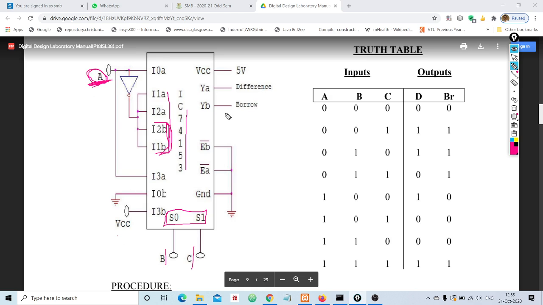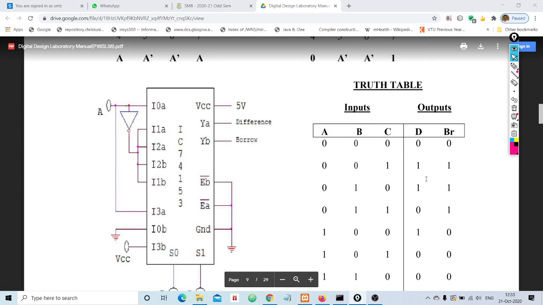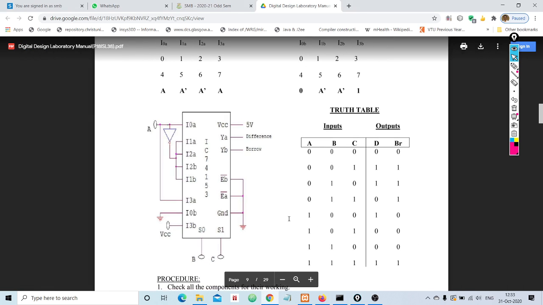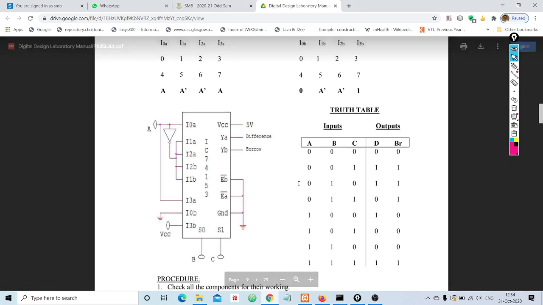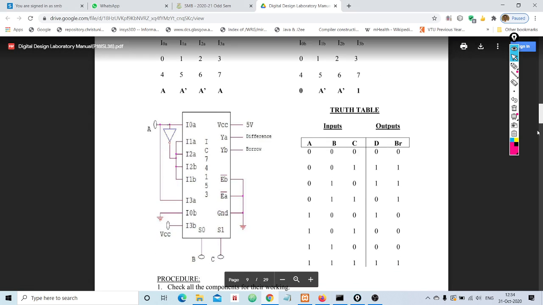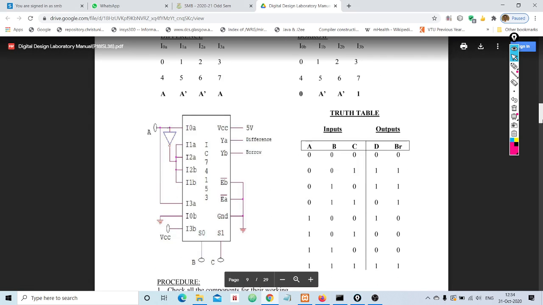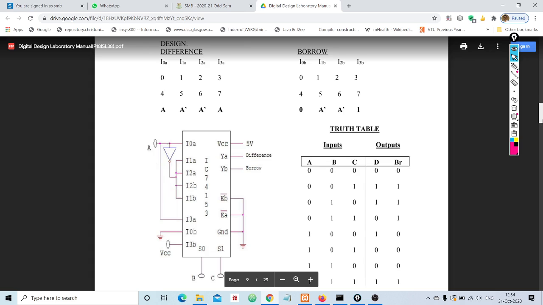And this is the voltage supply, and since we are using multiplexer A for difference, here you will get difference as a result, and multiplexer B for borrow, here you can expect the borrow value. Clear? Now I will explain how we did this, how we did that connection. For better clarity I need to zoom it out. Now we can see both the difference and borrow.